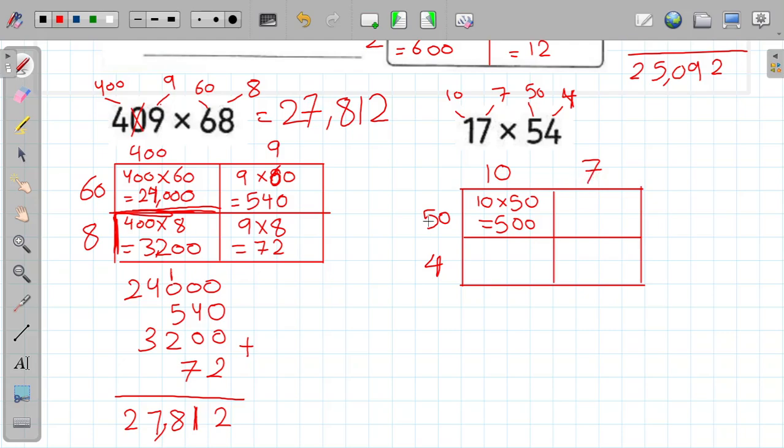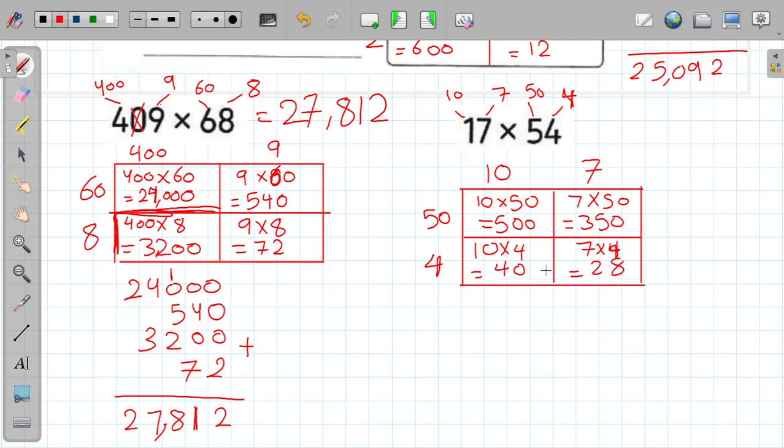Next I have 7 times 50. 7 times 5 equals 35, and I have 1 zero, so the result will be 350. Next, I have 10 times 4. So 10 times 4 equals 40. Okay, next I have 7 times 4, so the result will be just 28.